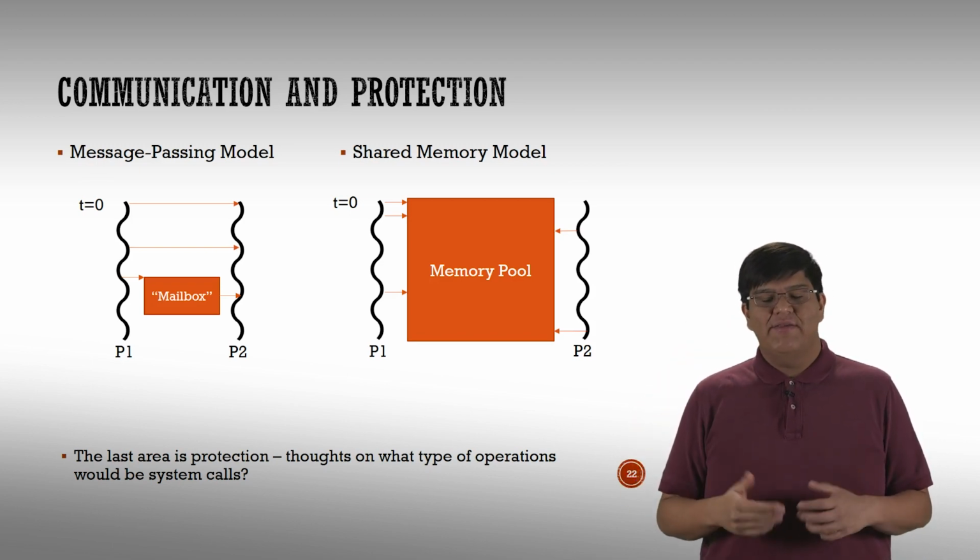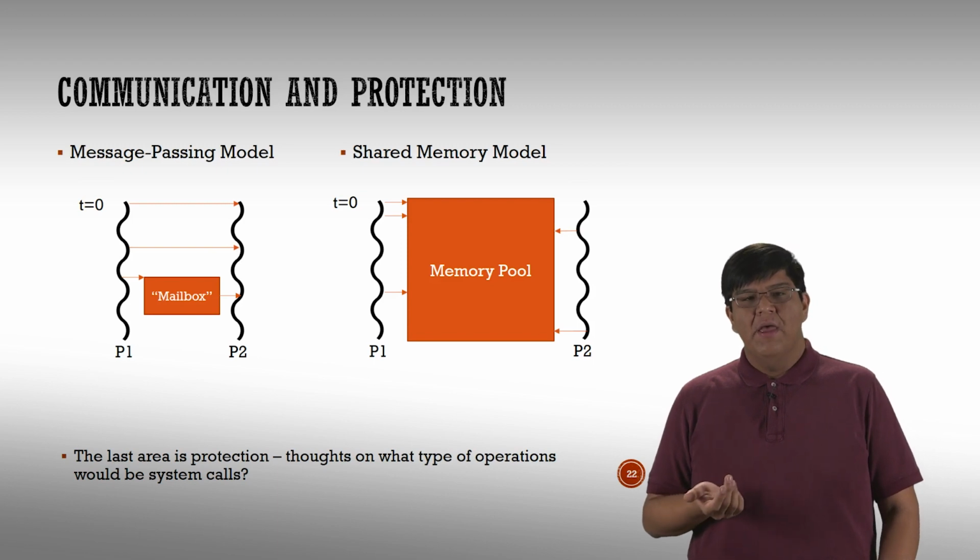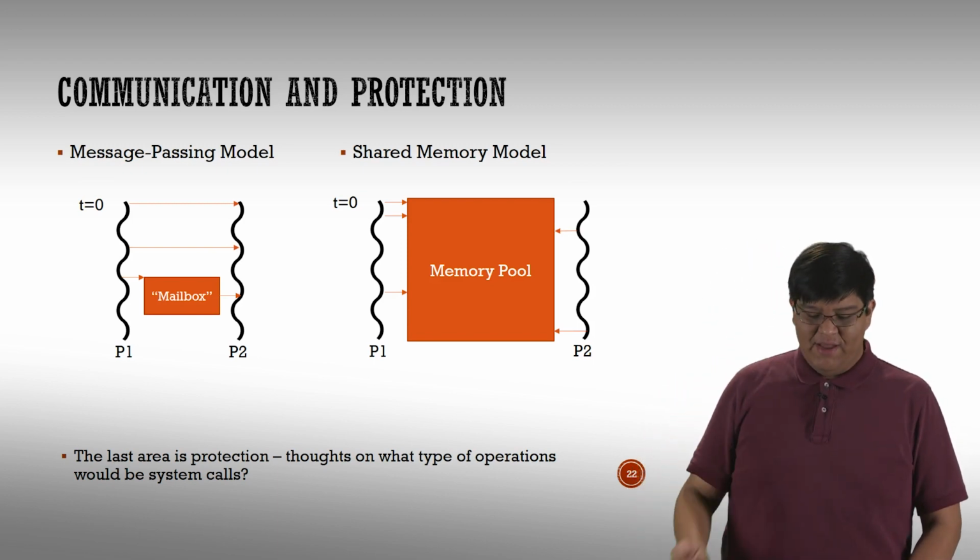Behind the scenes, we have a bunch of system calls to support that. There are two overall mechanisms for doing this. One is called message passing, the other is called shared memory. I have my little diagrams here on the screen so we can talk through those.